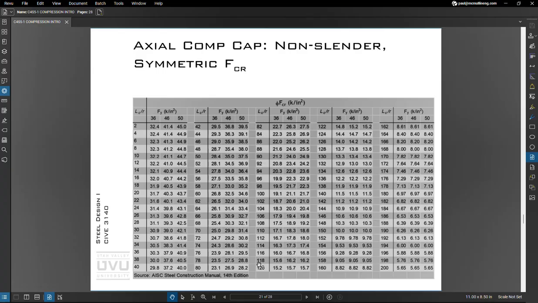And then Lc over r is given. So you can see it goes from 2 to 200. Anything over 200, the code doesn't let you do. And you can see the stresses get so low, it's really not worth it.